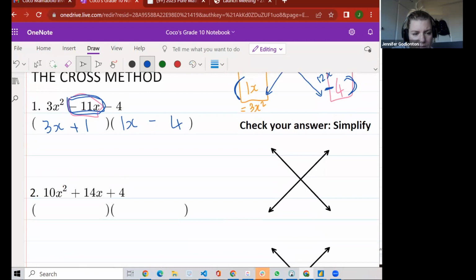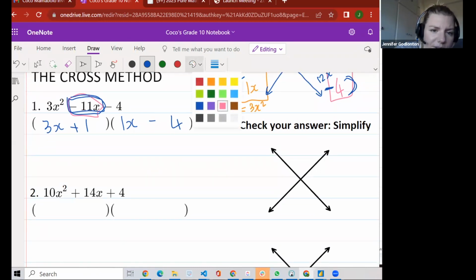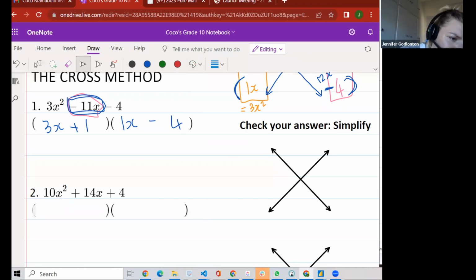I'm going to suggest something before you get going with this one though. Before you get started, I just wanted to talk about something. So we've got 10x squared plus 14x plus 4. What is the very first thing I need to do in this question before I can do trinomials?